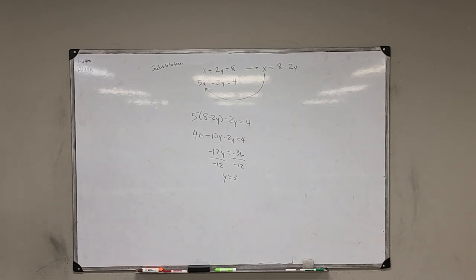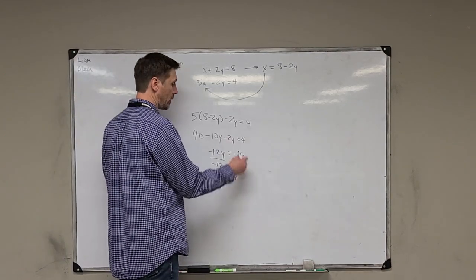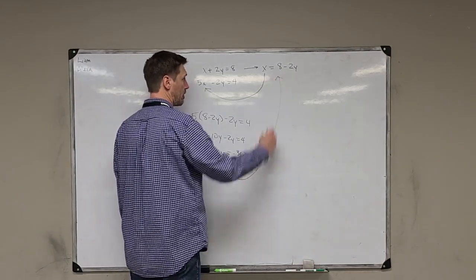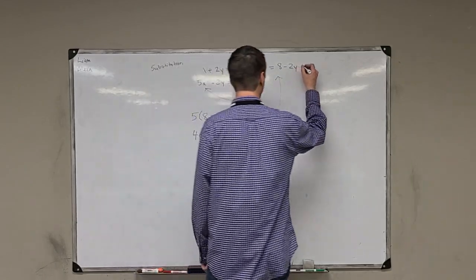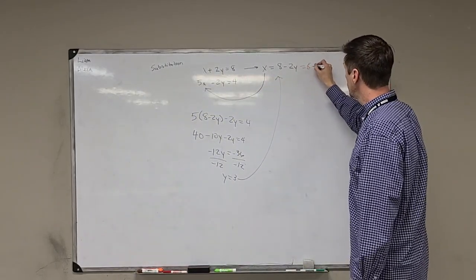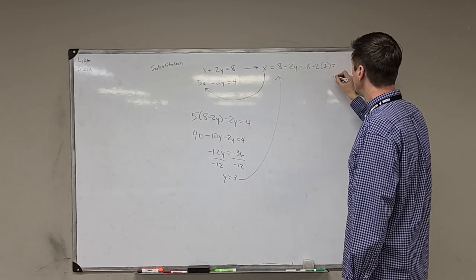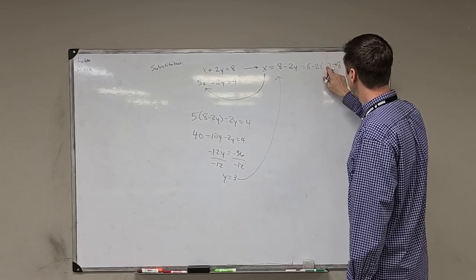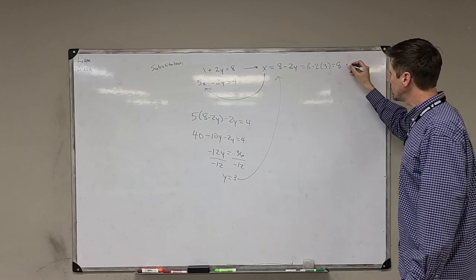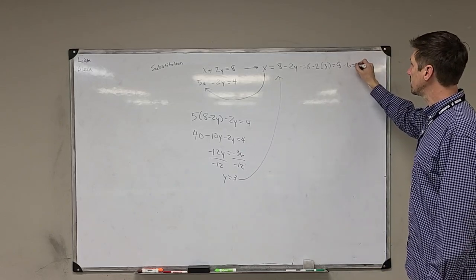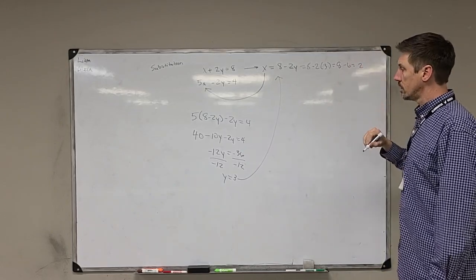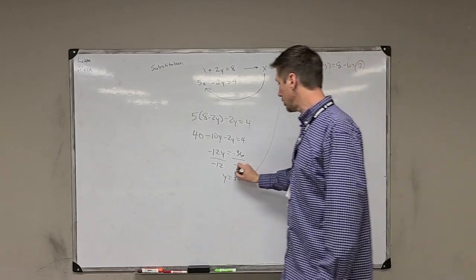And then how do we figure out what x is? Yep, Alexa? You plug in 3 for y, right? And the easiest equation to do that in is this one right here that we've already solved for x. So we plug in the 3 for the y, and we say that x is equal to 8 minus 2 times 3. That's 8 minus 6, and 8 minus 6 is equal to 2. So those are our answers for x and y.